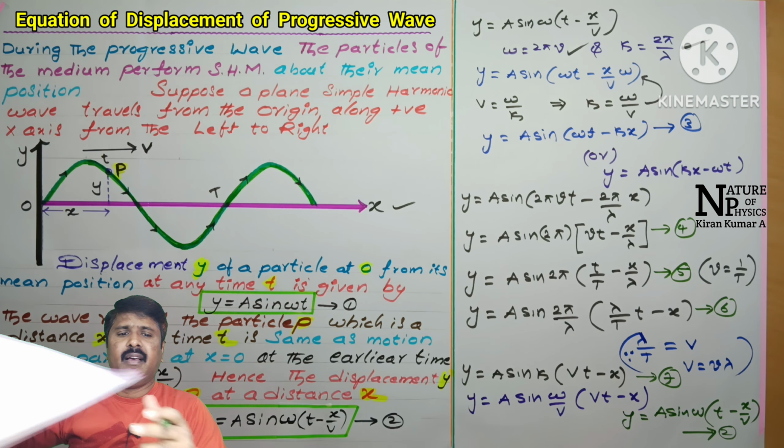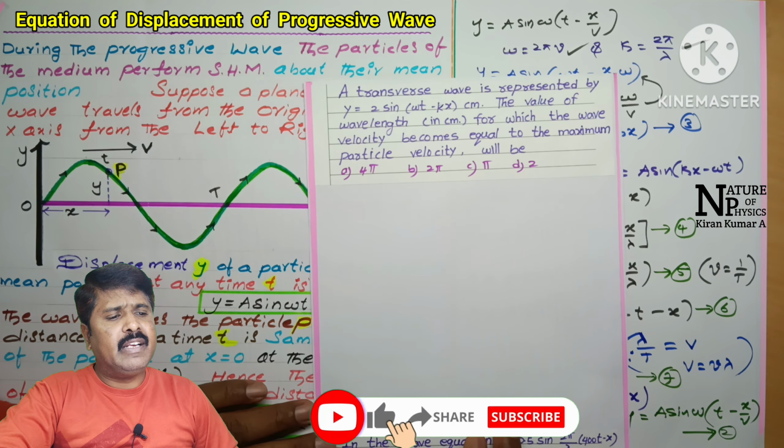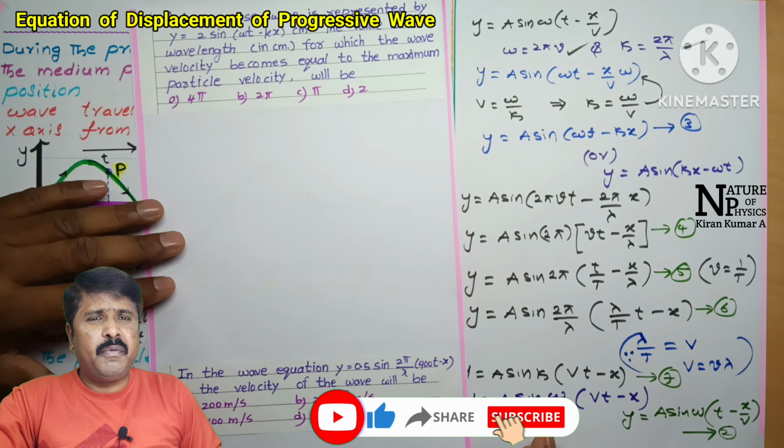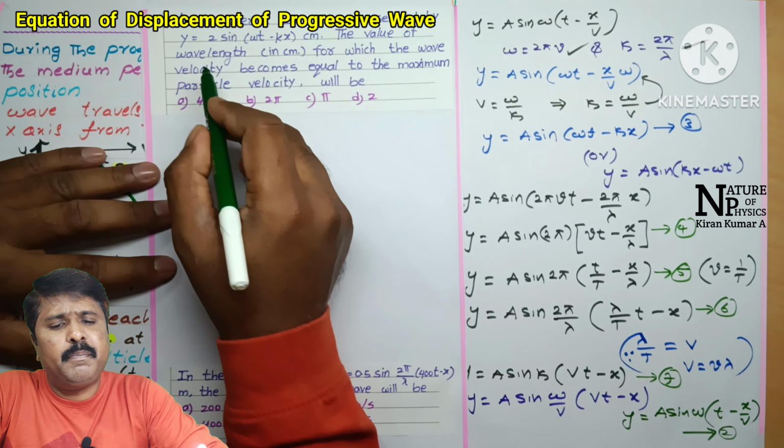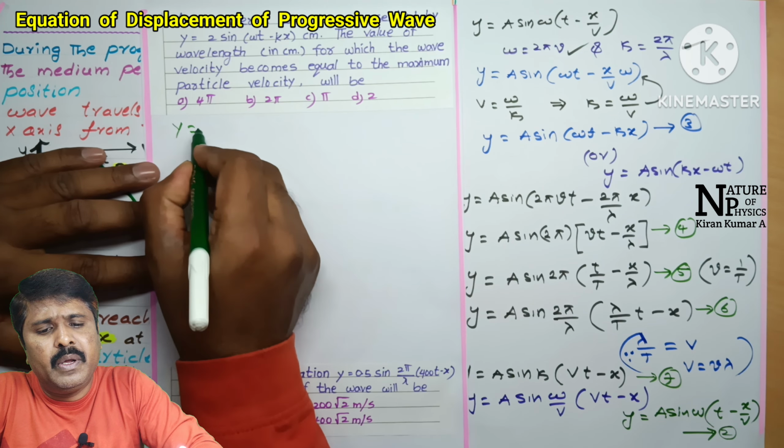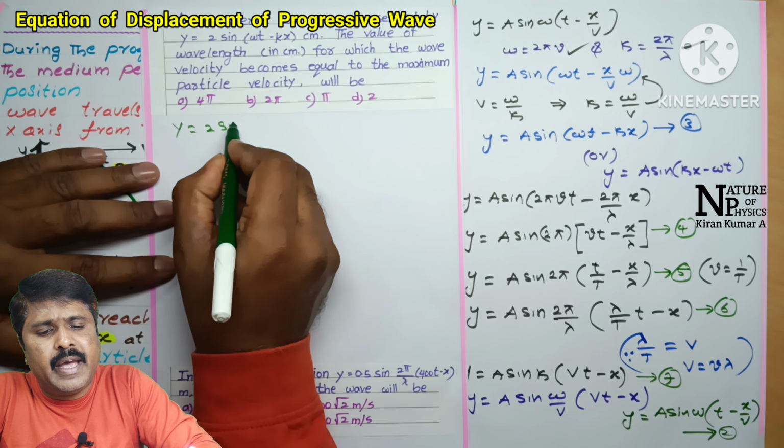See student, now here I am going to explain the numerical step by step based on that derivation part only. There is a transverse wave represented by y equal to 2 sine omega t minus kx, given in centimeters. What is being asked in the question? The wavelength in centimeters, for which the wave velocity becomes equal to the maximum particle velocity.